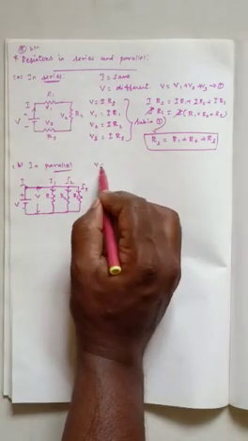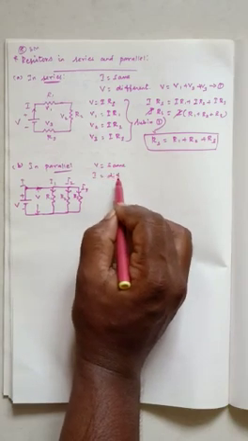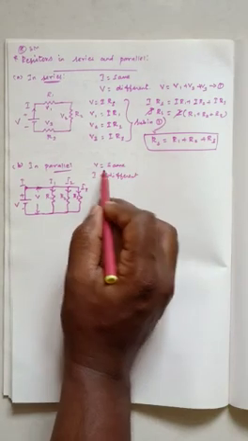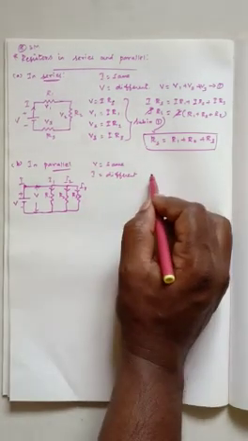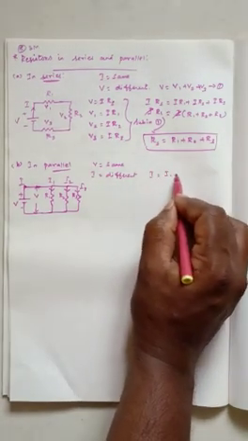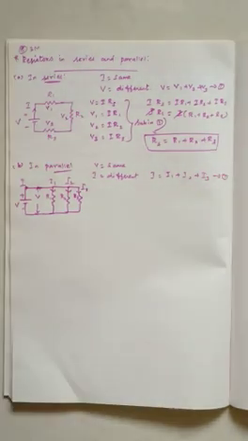Okay, so V is the same, I is different, which means potential difference is the same, current is different. So if current is different, what is it? I is equal to I1 plus I2 plus I3. Put this as equation number 1.